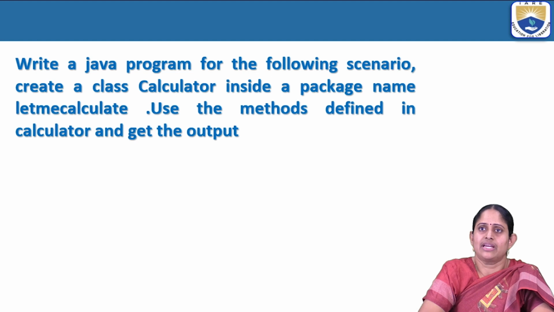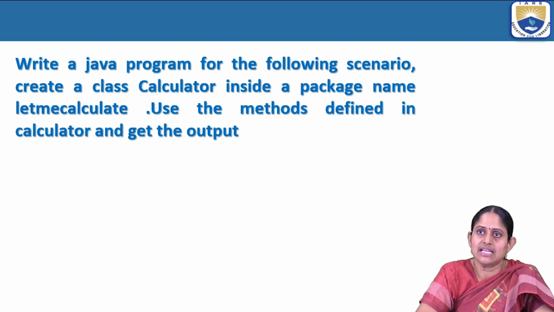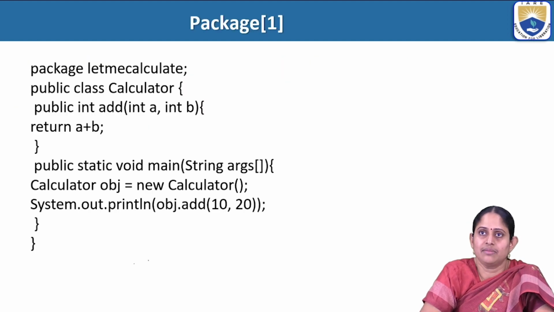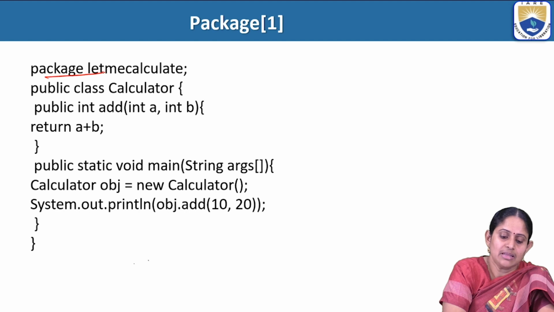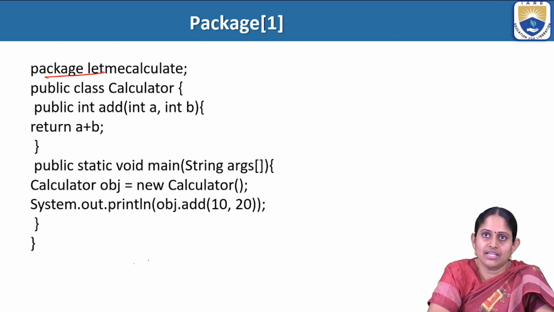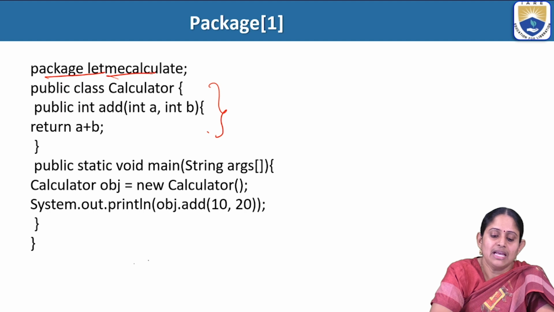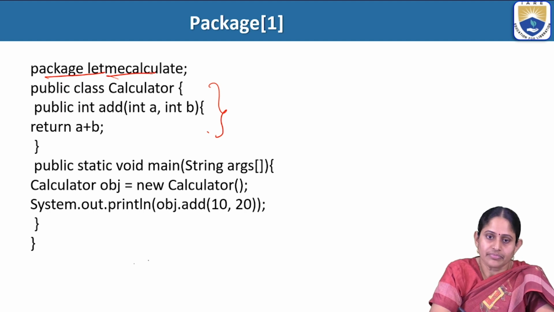Next is to write a Java program to create a class calculator inside a package named let me calculate, and use the methods defined inside the calculator to get the output. Whenever we create a package, we have to give the package name. So package let me calculate indicates to the compiler that this program is available inside the package named let me calculate.